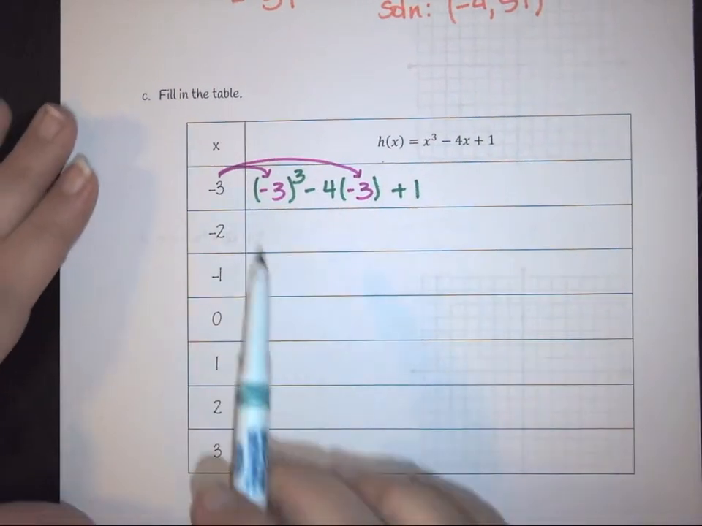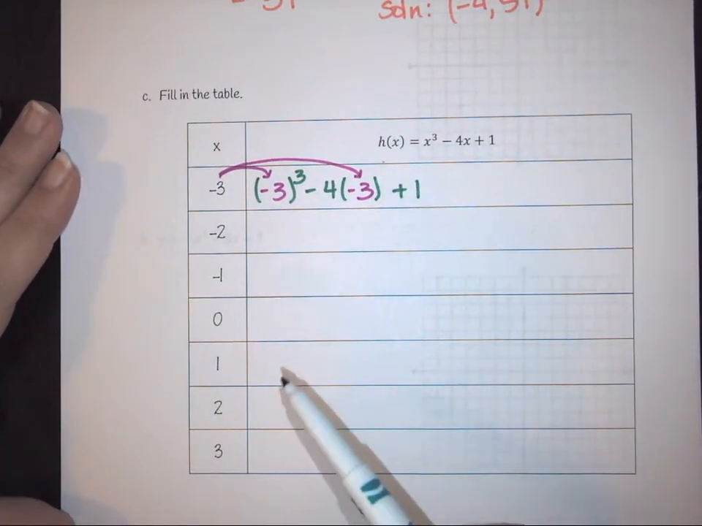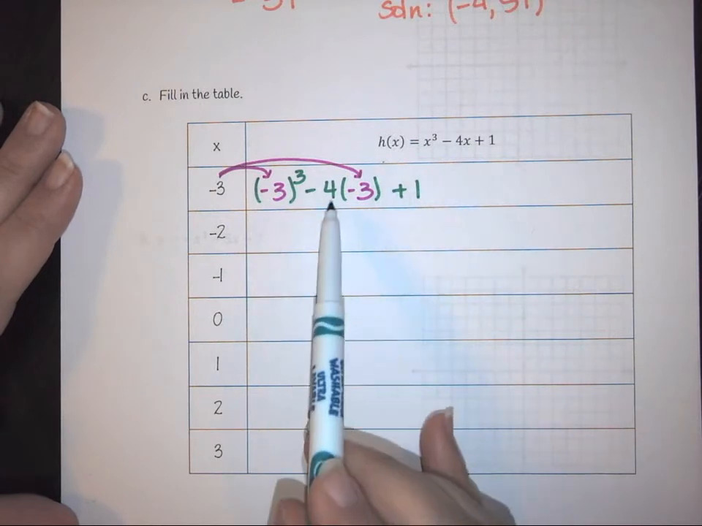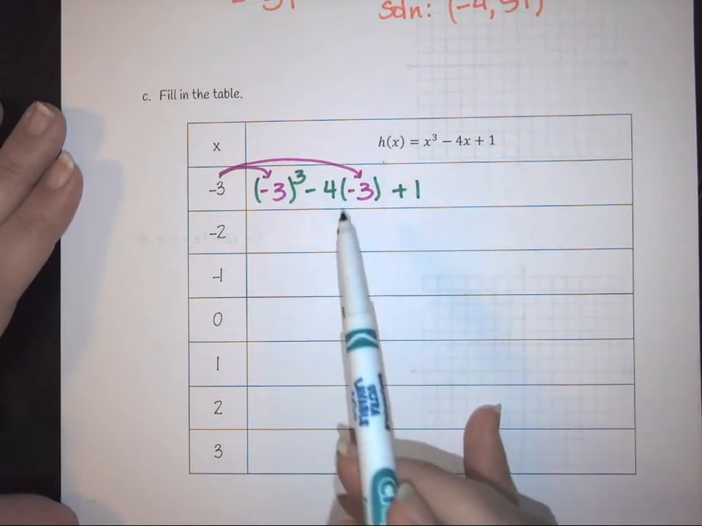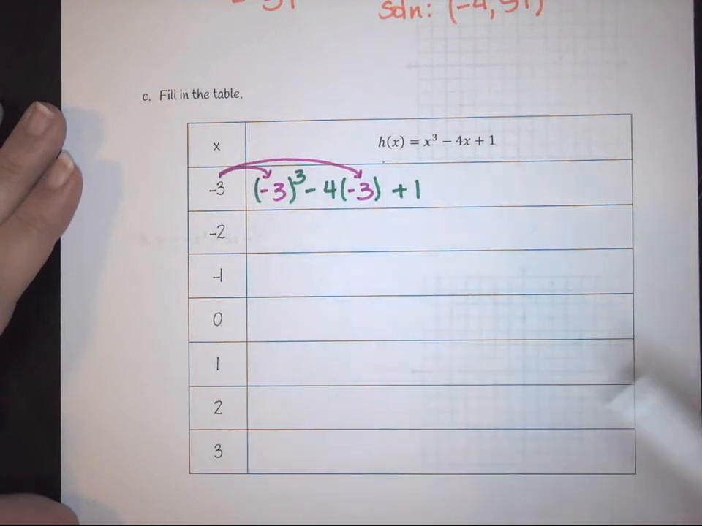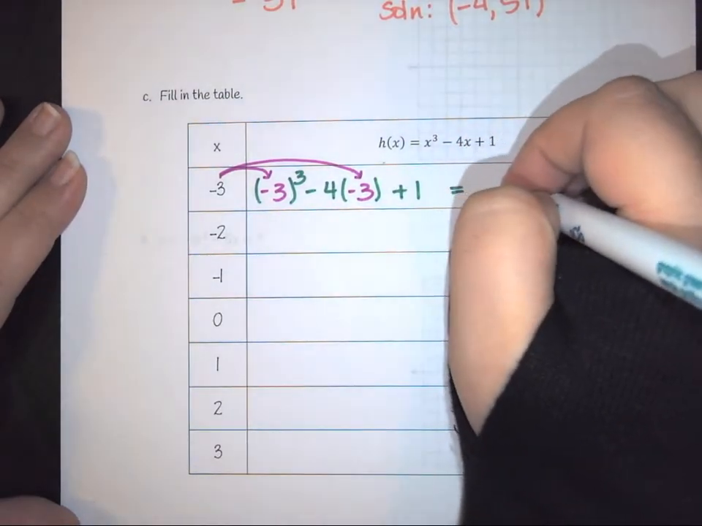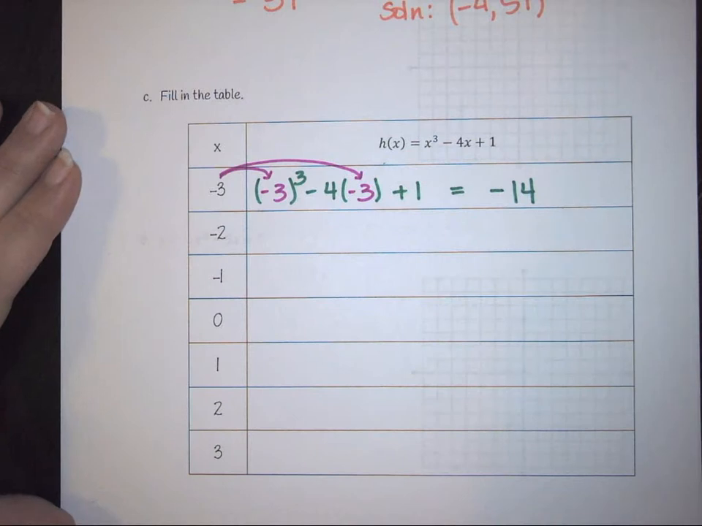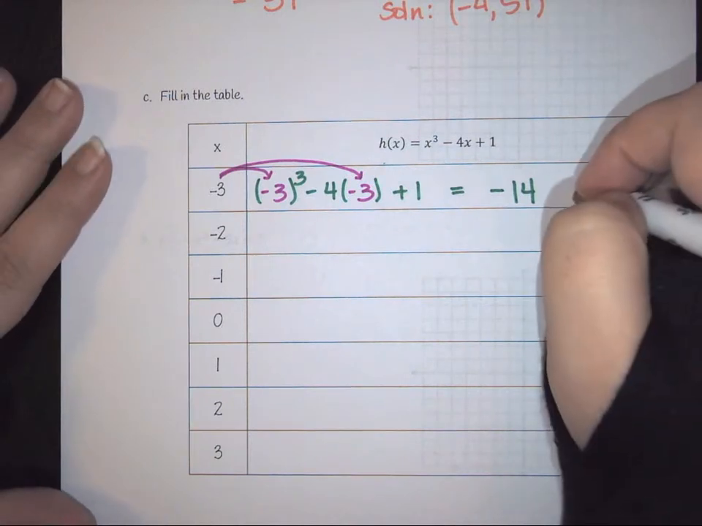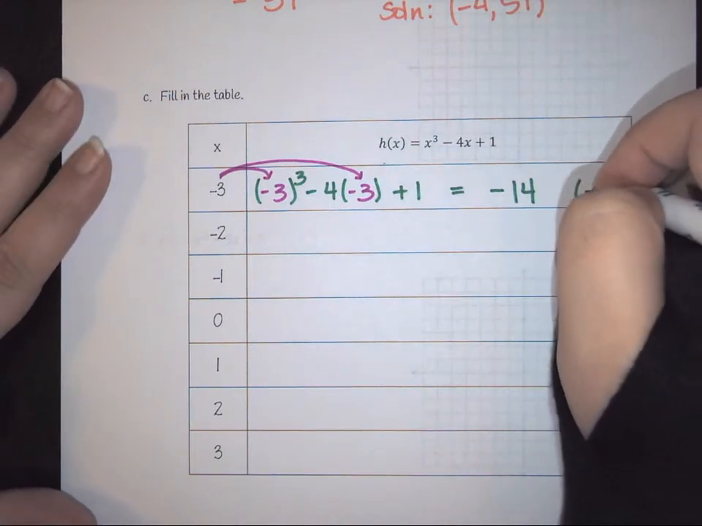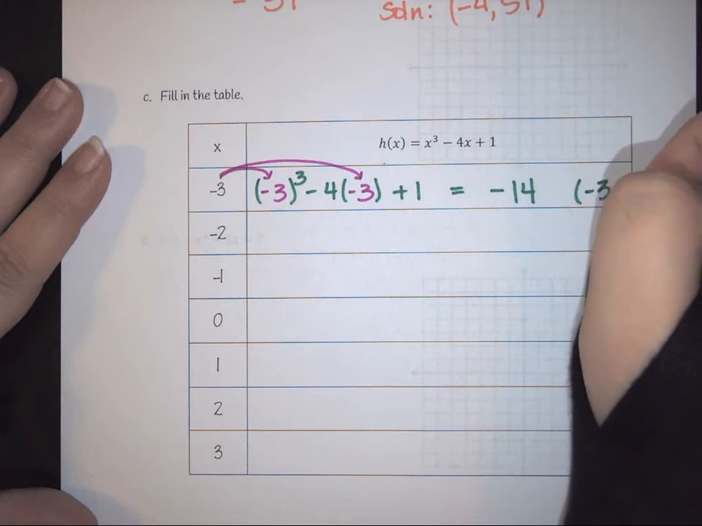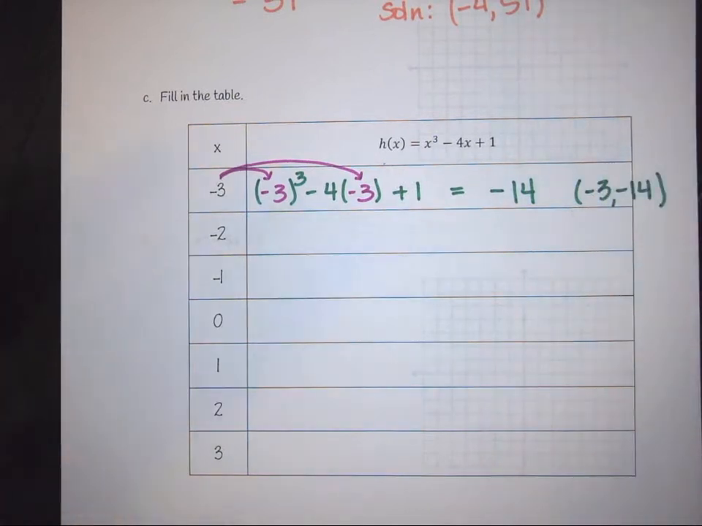So we have negative 3 cubed is going to be a negative 27. Negative 4 times negative 3 is that same positive 12 plus 1. It's going to give you an overall result of negative 14. So your solution here was negative 3, negative 14. And you would then be able to graph that point if that's what you were asked. Okay? So let's do it again.